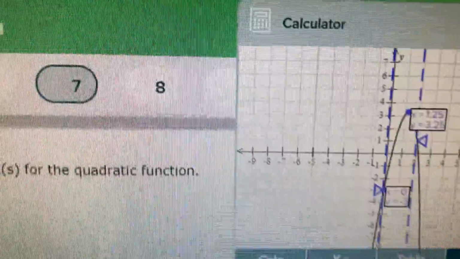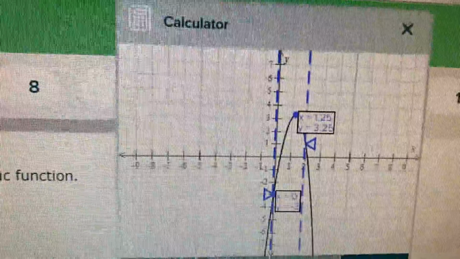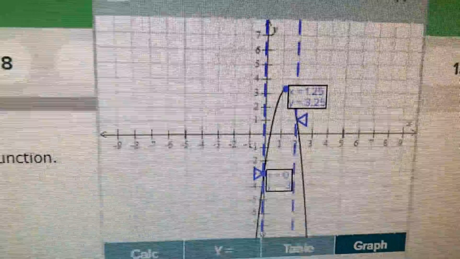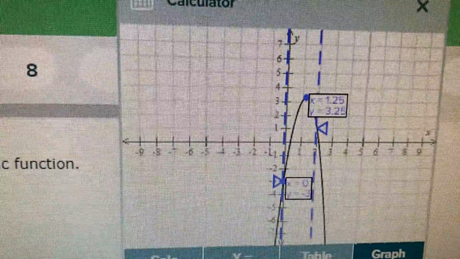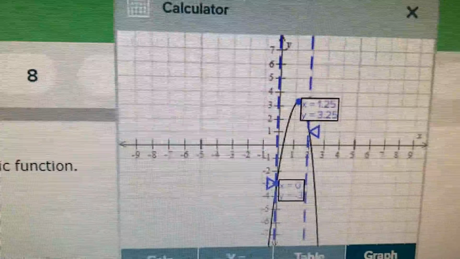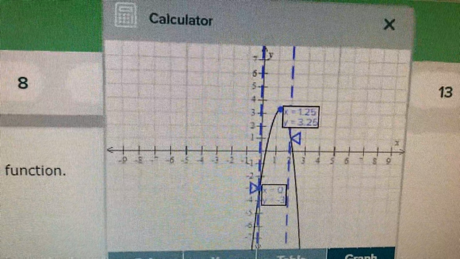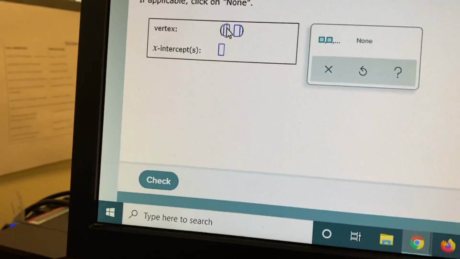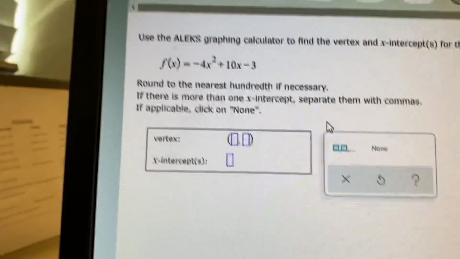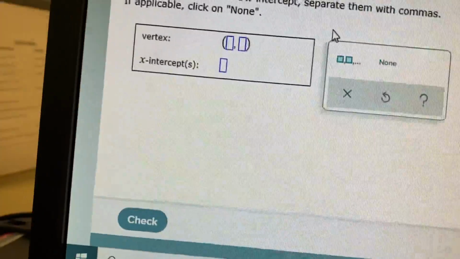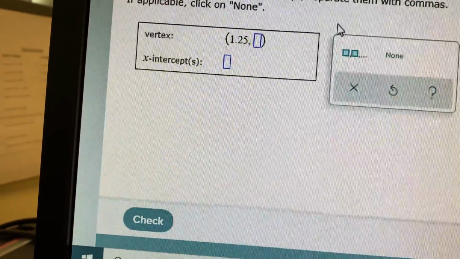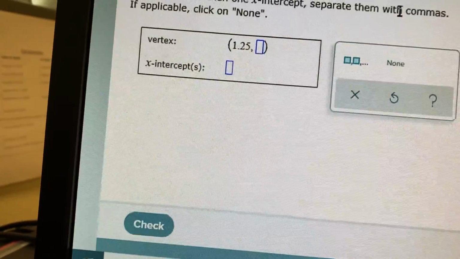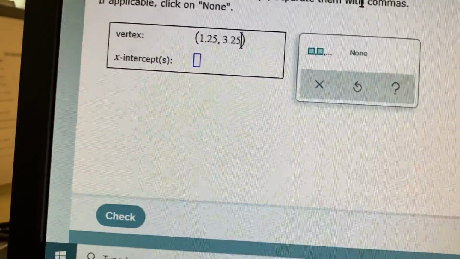Okay, so that one worked because it went back to that first answer it gave us. So your vertex is at 1.25 and y is 3.25. So you're going to go over here to your answer for this one and put it in. Now notice it says round to the nearest hundredth, and it did. So it's 1.25, and then in your other box 3.25. So that is your vertex.